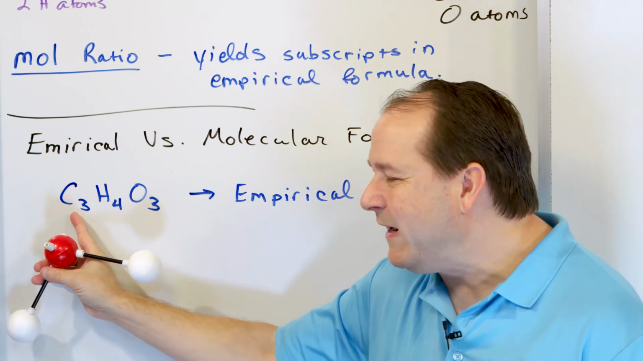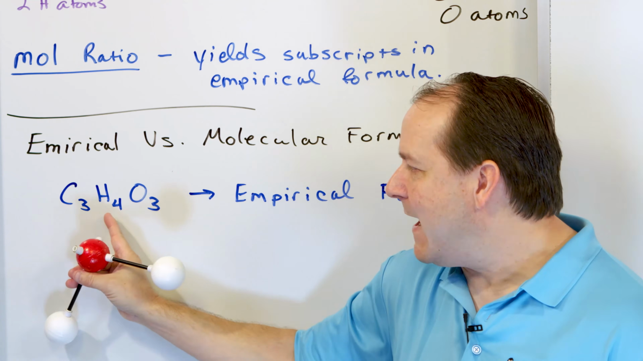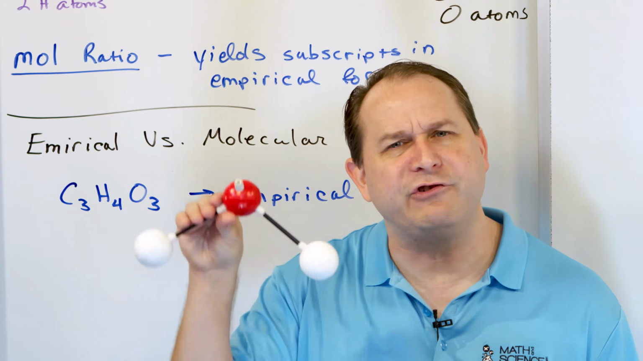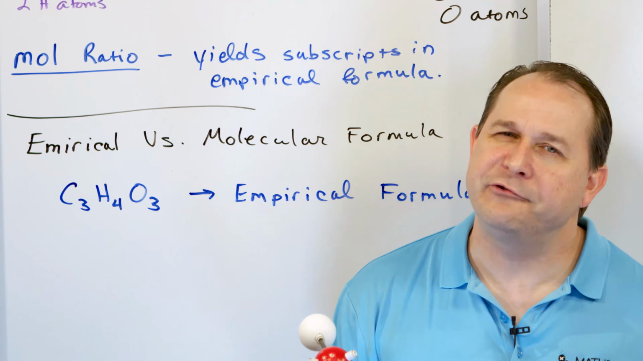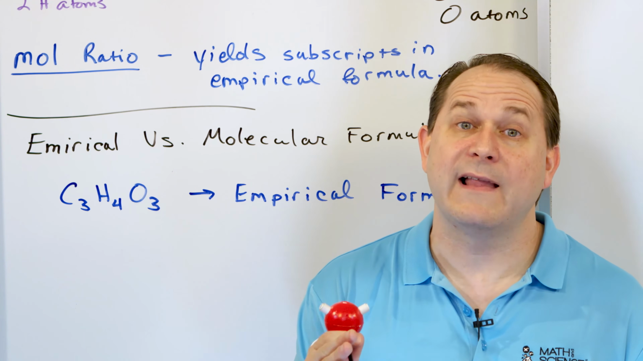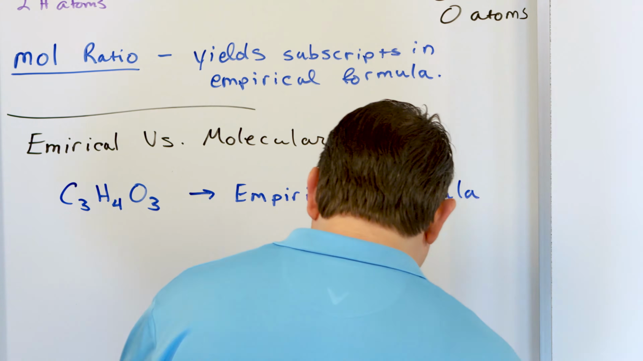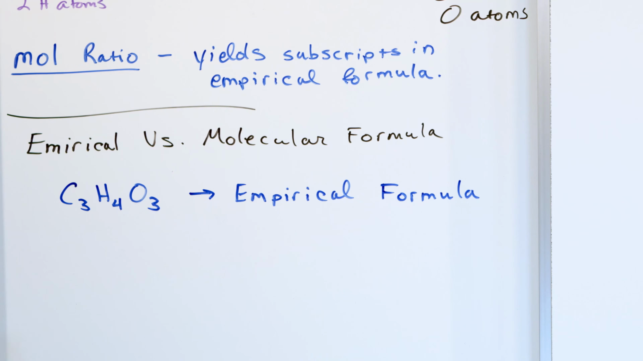Is this molecule really 3 atoms of carbon bound to 4 atoms of hydrogen, which is also bound to 3 atoms of oxygen? Is it really like that? Well, you're not sure, right? Because all you measured in the lab was the ratio of the elements. But actually, this molecule could be some multiple of these subscripts.